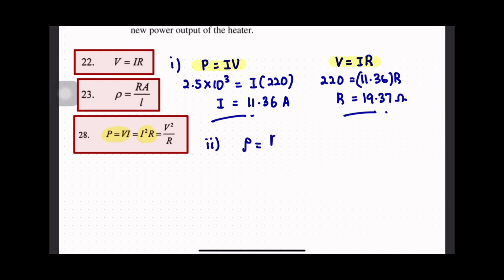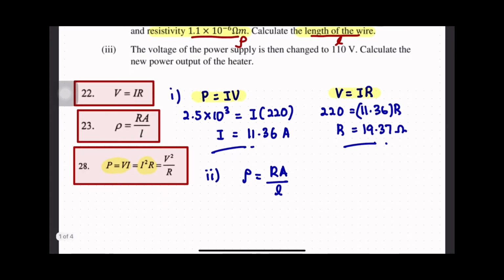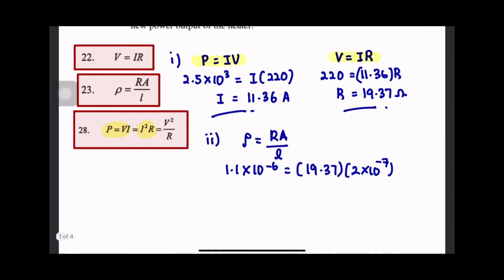Okay, rho is equal to RA over dengan L. So, rho yang diberi adalah 1.1 times 10 to the power of negative 6. Okay, resistance tadi 19.37. Okay, 19.37. And then area diberi adalah 2 times 10 to the power of negative 7. Okay, you bahagi dengan length. So, length yang kita akan dapat adalah 19.37 times with 2 exponent negative 7. And then bagi dengan 1.1 exponent negative 6. Okay, so you akan dapat 3.52 meter. Okay, ini SI lah.